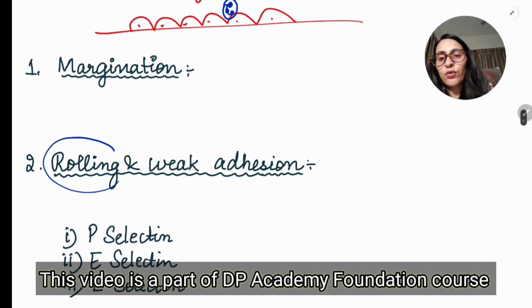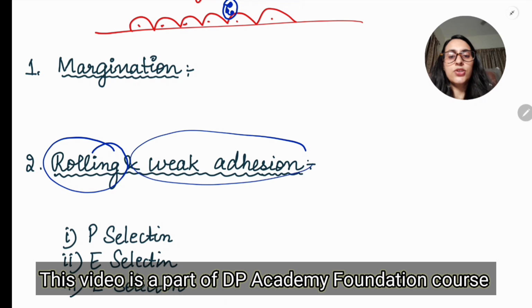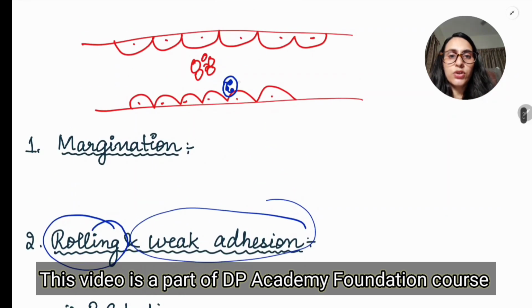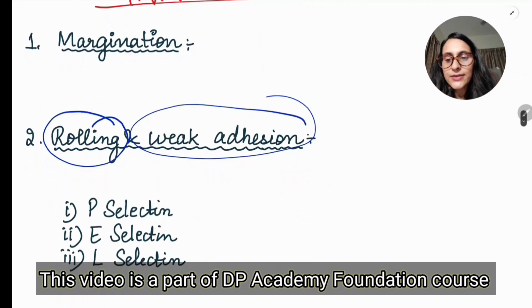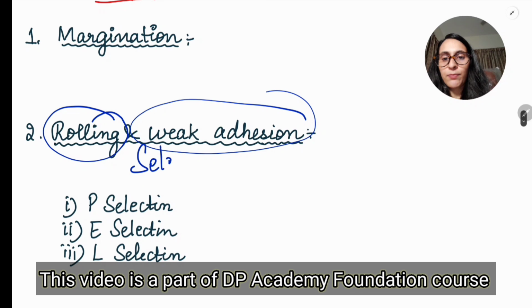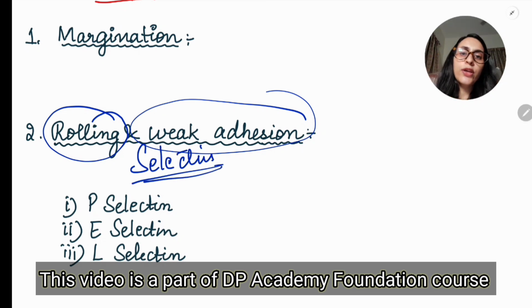Then the second step is rolling over, and there is adhesion for a few seconds, and that is why we call it weak adhesion. You know, if you kick a ball, the ball is going to rotate for a few turns and then it stops. So it is a weak adhesion. The rolling of the neutrophil occurs, but it stops at a certain point. So the adhesion over here is very weak, and it is carried out with the help of selectins. The molecule that causes this rolling over and weak adhesion is known as selectin.